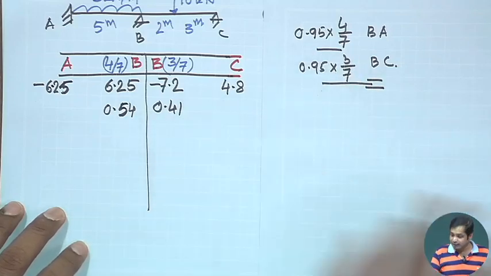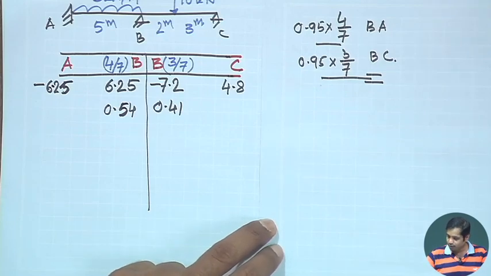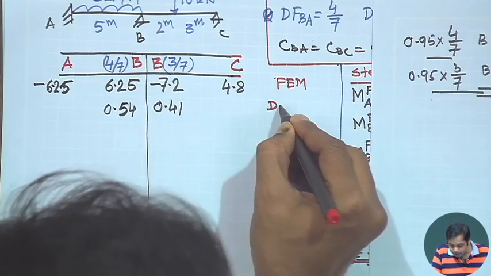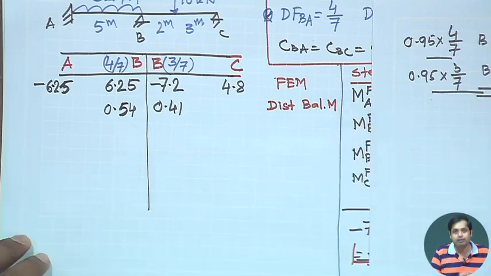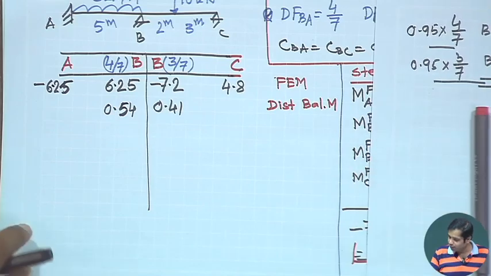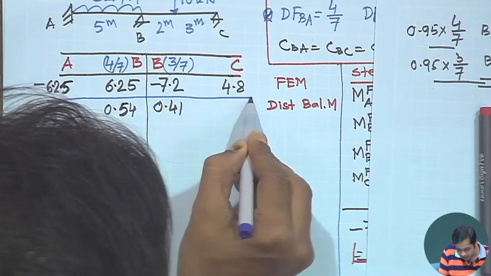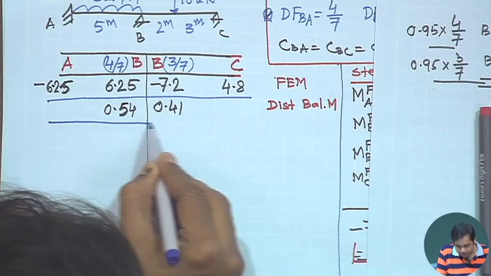So, this is distributed. Let us write it here explicitly, this is the distributed balancing moment. Now, once we have this, you can separate it in a different line. Now, once we have this, again this is also in a separate line.